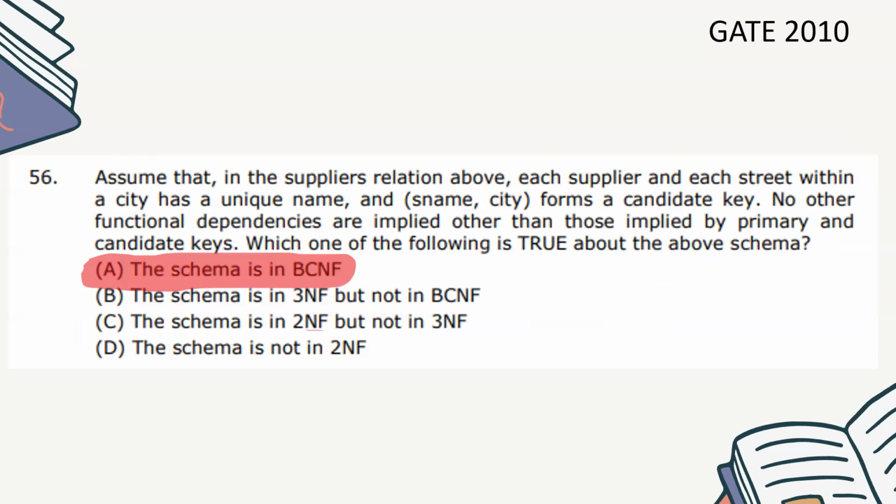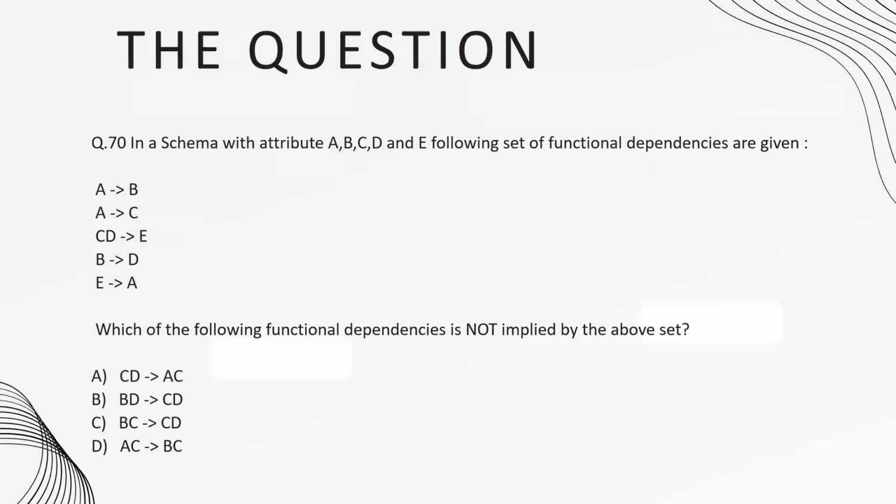Assume that in the supplier relation, each supplier and each city has a unique name, and supplier name and city form the candidate key. No other functional dependencies are implied other than those implied by the primary and candidate keys. Which schema will be in BCNF?